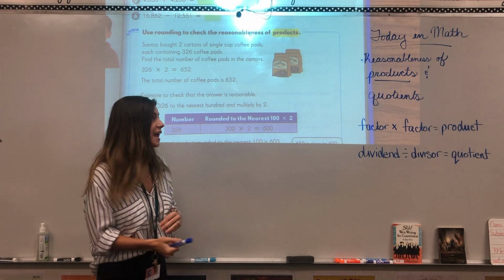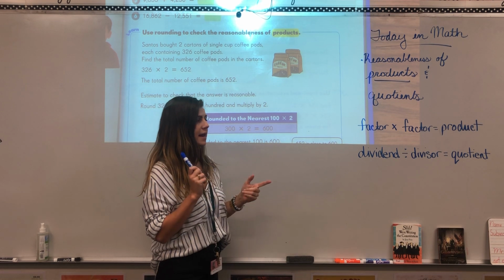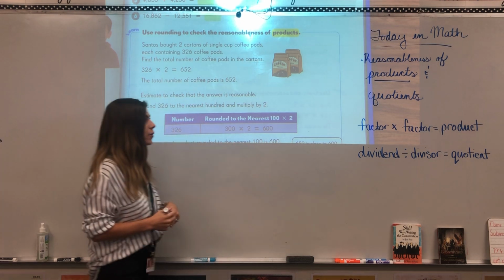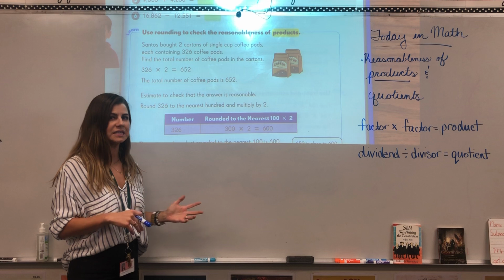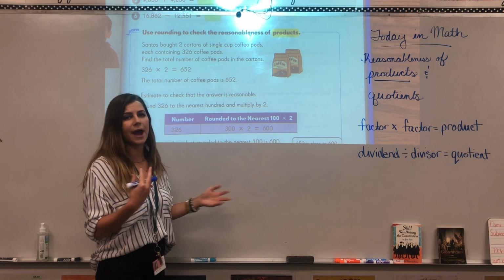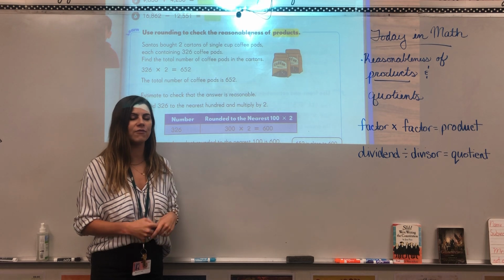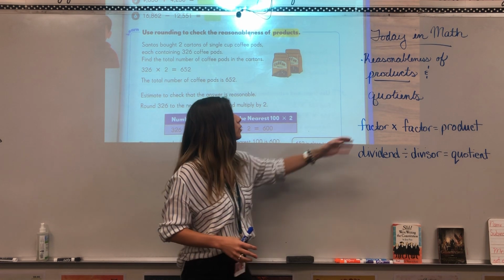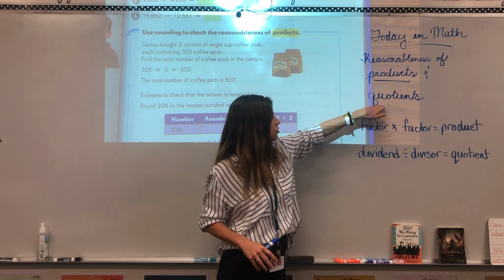So yesterday we talked about reasonableness, so finding if an addition or subtraction problem was reasonable. And we would do that by solving the problem and then rounding or front-end estimating our numbers and either adding or subtracting. Today we're going to do the same thing, but instead of sums and differences, we are going to check the reasonableness of products and quotients.